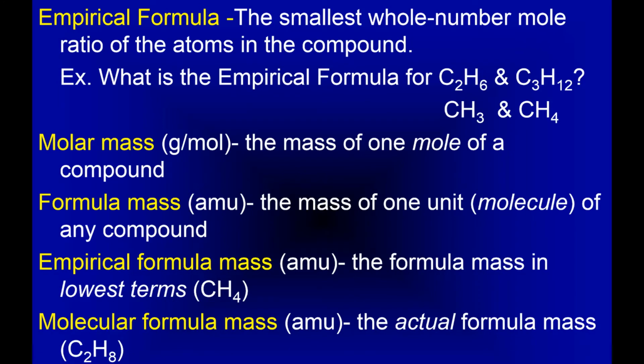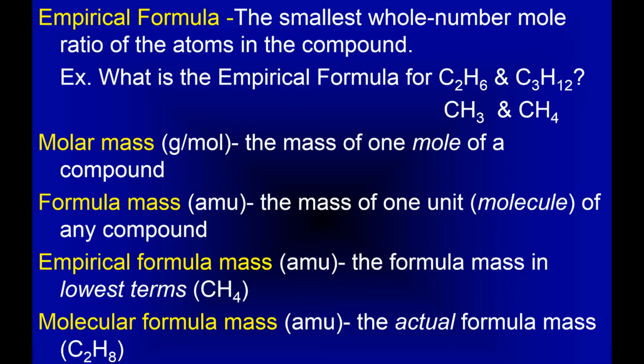Next we have empirical formula. And it's the smallest whole number mole ratio of the atoms. So for example, if we have C2H6, that's not in reduced form. We could reduce it to CH3. C3H12, that's not in reduced form either. We can reduce it to CH4. Okay, so divide 3 by itself, divide 3 by 12, and it gives us 4. Okay, so next we have molar mass. We already know that. That's just for review. Okay, get that from your periodic table.